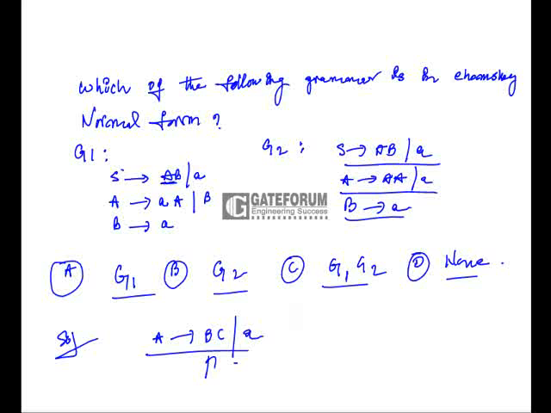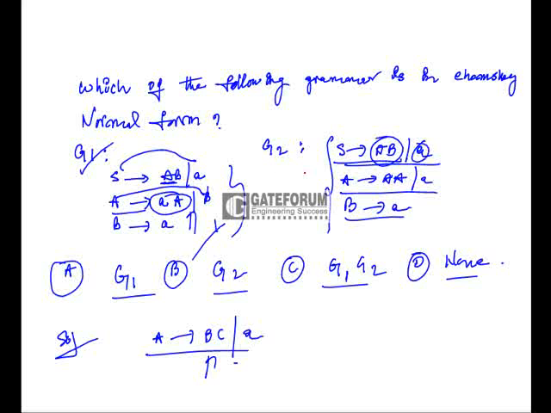S to AB is CNF, but S to small a is also CNF. A to AA is not in CNF. A to B is also not in CNF. So G1 is not in CNF. So we can say that a grammar is in CNF if all its productions are in CNF. As far as G2 is concerned, S to AB is CNF, S to small a single terminal. Again A to AA, two variables, single terminal, single terminal. So G2 is in CNF. So only G2. Option B is right option.